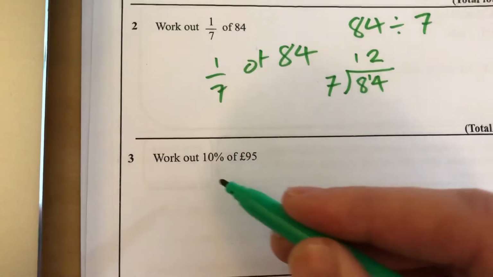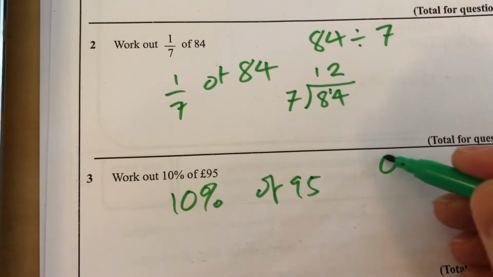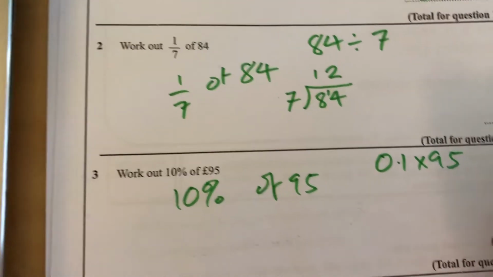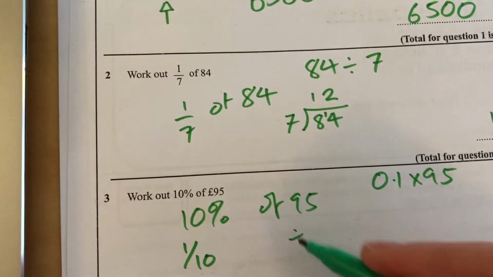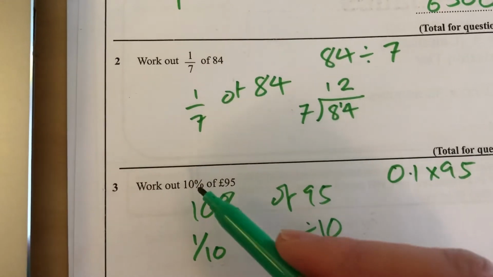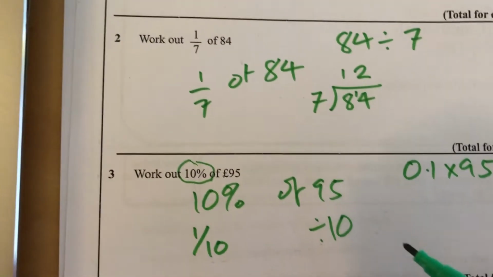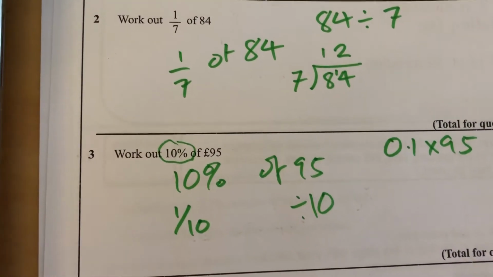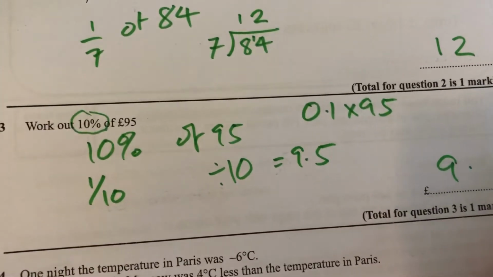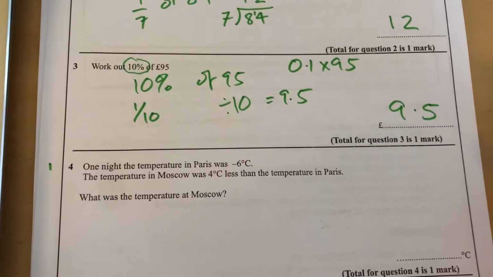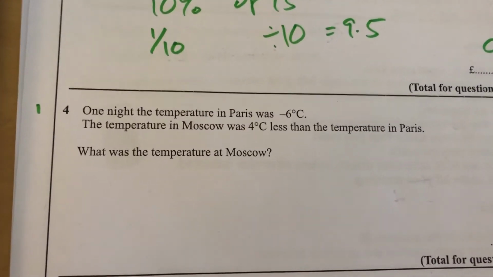Now we're going to work out 10% of 95. On your calculator, do 0.1 times 95. But 0.1 is the same as 1/10, or dividing by 10. So that's always the easiest way to do 10%. Divide the number by 10. 95 divided by 10, you move the decimal point, or correctly, you move the digits across the decimal point, and you get 9.5. So that's 9.5. So we should have three marks by now. 1, 2, 3.